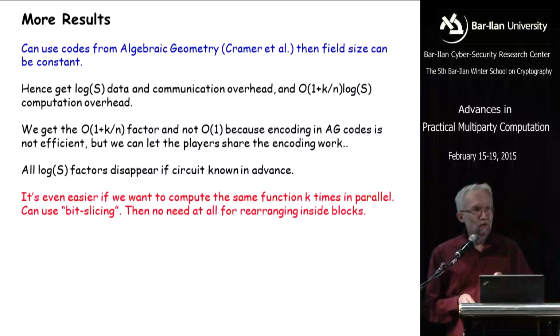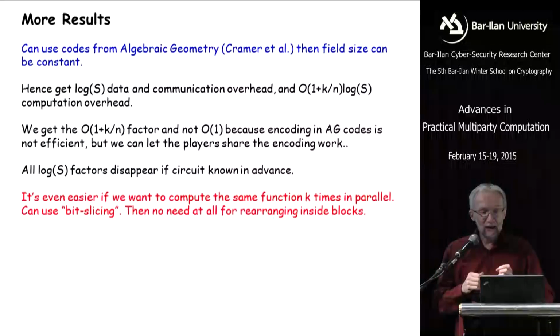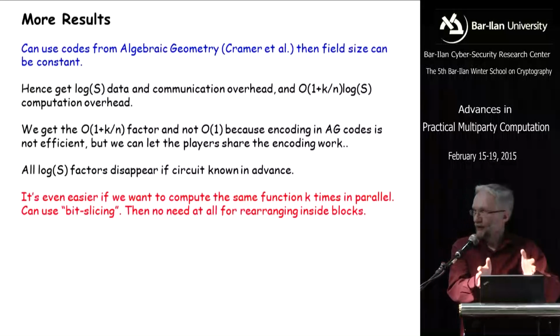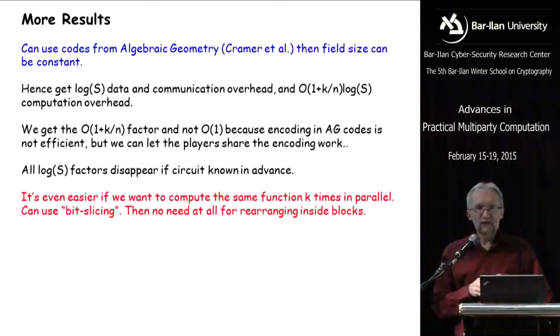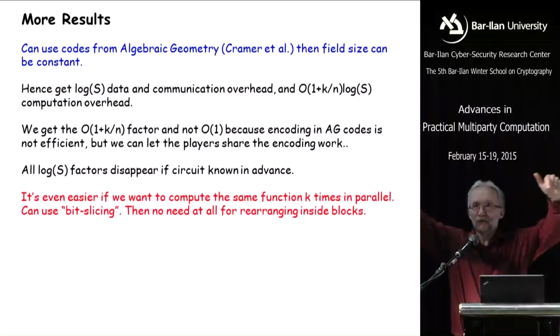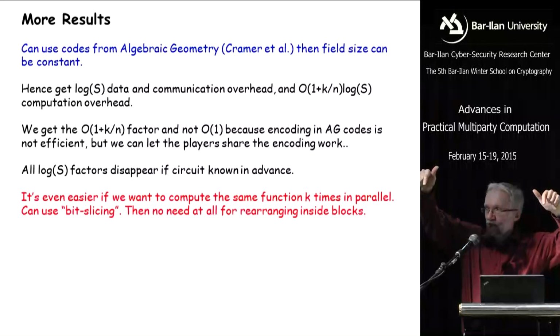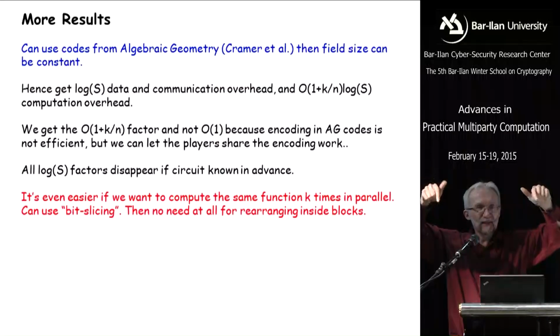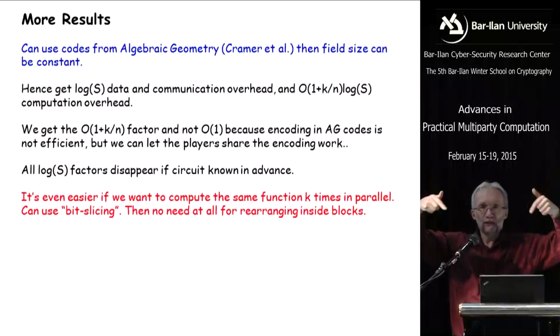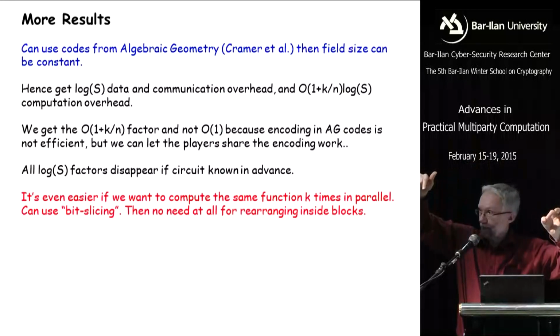And I can do what some people call bit slicing. So what this means is the following. Say my block in my authentication scheme supports that I can have k values in my data vectors. Now what I can do is compute the same function independently with different inputs, k times in parallel.